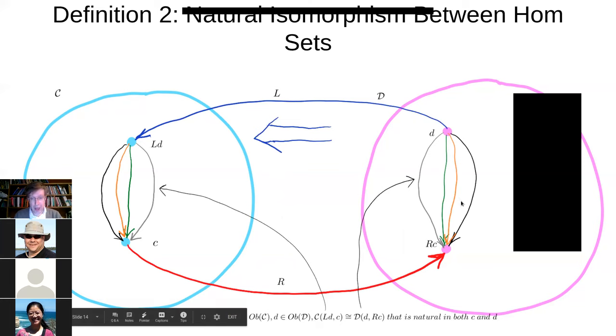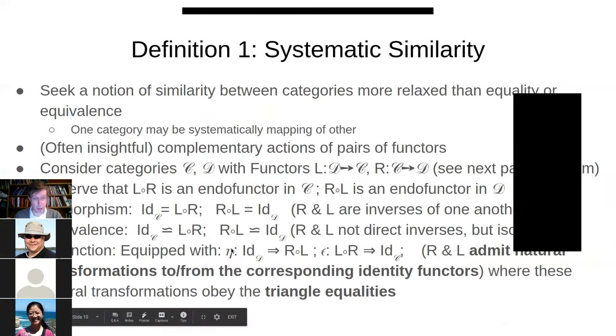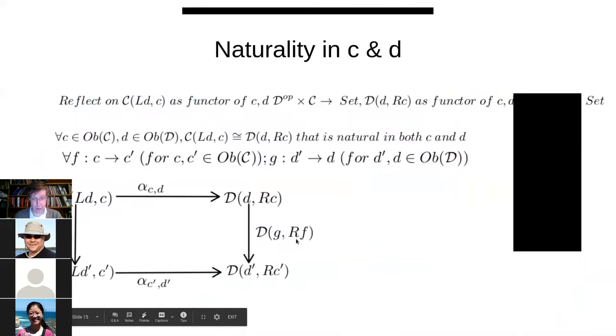And so what this is saying is, look, whatever C, whatever D, LD to C in C is in one-to-one correspondence with D to RC over here in D. This L over here is on the left and the R is on the right. Now, how do you derive the unit laws? Well, it's quite beautiful, unit and counit. How do you do this?